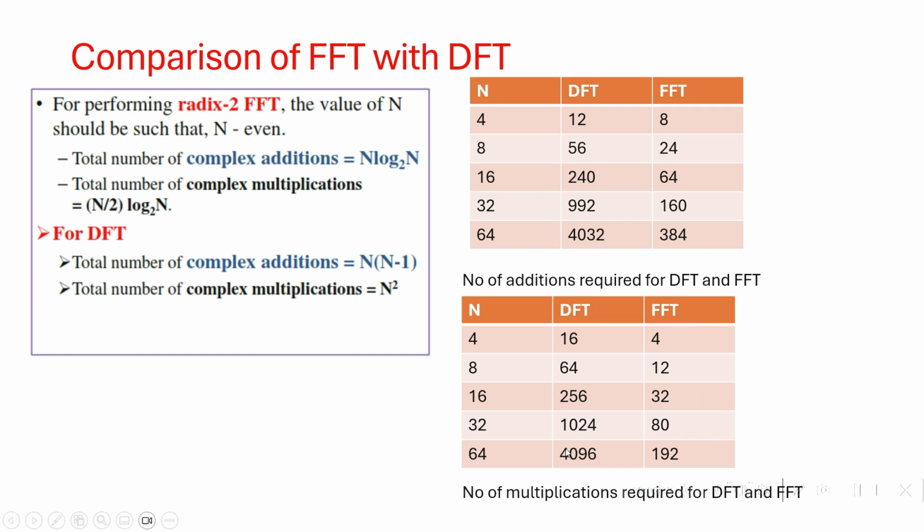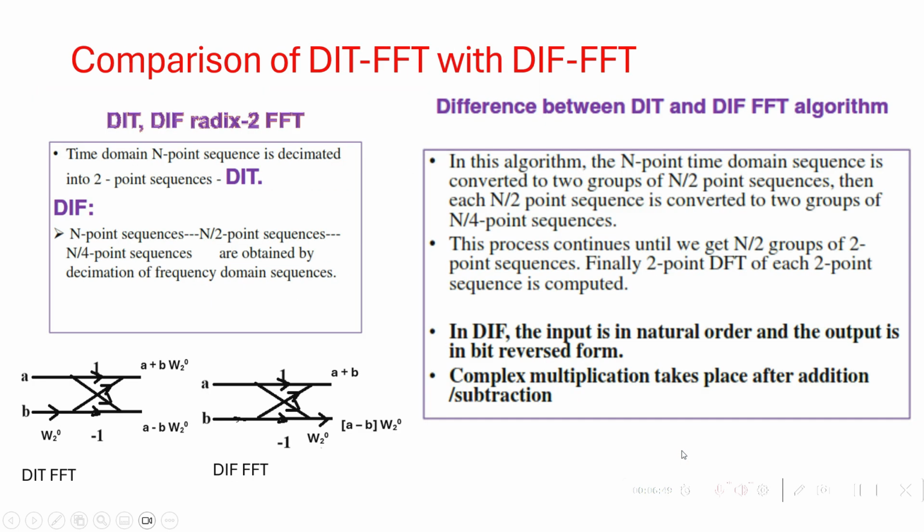So see here, compared to the conventional DFT calculation, the number of multiplications required is more, and here it is reduced more. In a 64-point DFT calculation in the conventional method, 4096 multiplications are required. But in radix-2 FFT, only 192 multiplications are required.